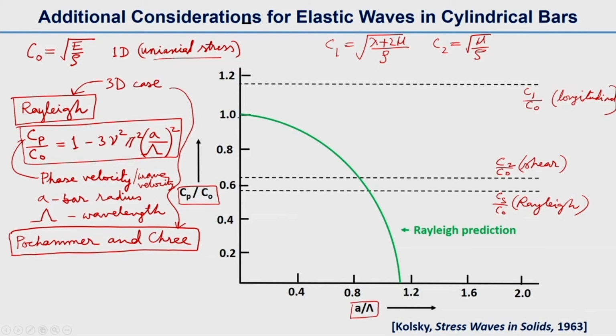So the Rayleigh wave velocity is a little less than the shear wave velocity. Now we are showing the Rayleigh prediction for the 3-dimensional case with the additional effects, and we can see that if A by lambda is very small, that means the bar radius is very small, then Cp by C naught equals 1, or they are almost the same. And if A by lambda is smaller than or equal to 0.1, the Rayleigh corrections are accurate.